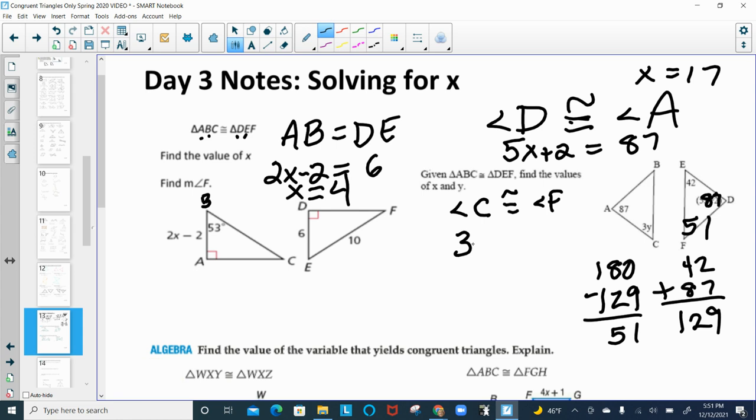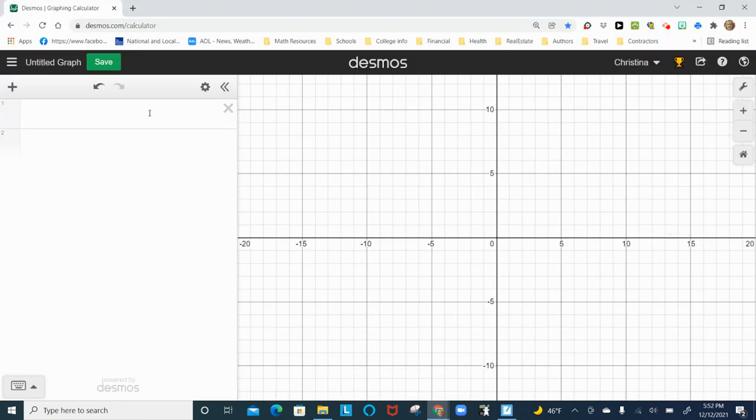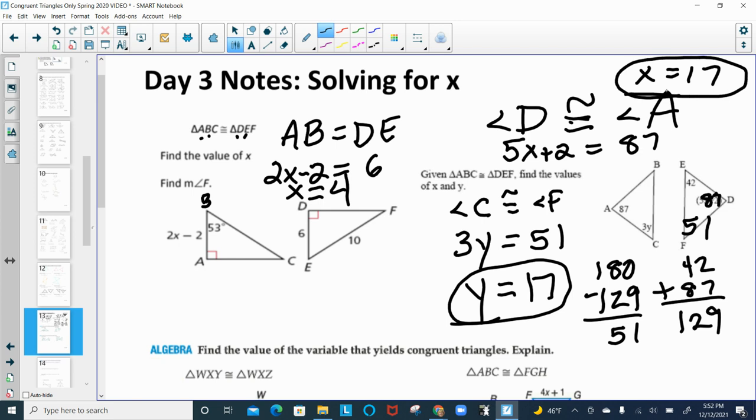So now we can set up our formula. 3y equals 51. Go over to the Desmos calculator. I'm going to use x because that's a little bit easier with Desmos. And the funny thing about this is that we're also getting 17 for y. Kind of a coincidence there. So we have y and we have x, and we are done.